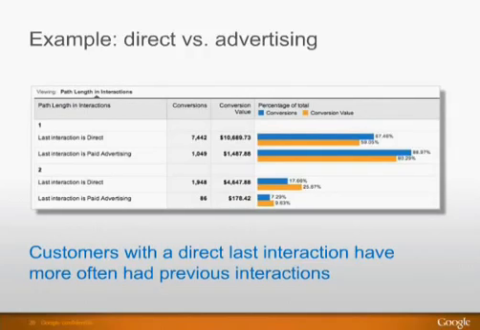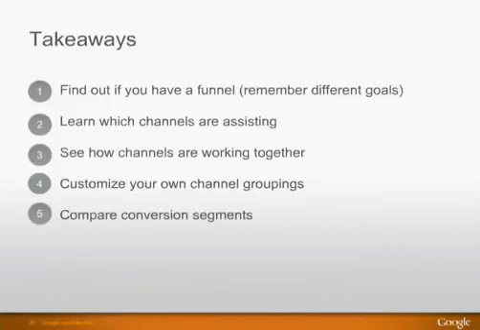And so an example of the type of analysis you could do with this here is comparing those visitors whose last interaction was direct to those whose last interaction was paid advertising. And this is the path length report, and so we can see that segment of visitors whose last interaction was direct more frequently had some prior interaction.